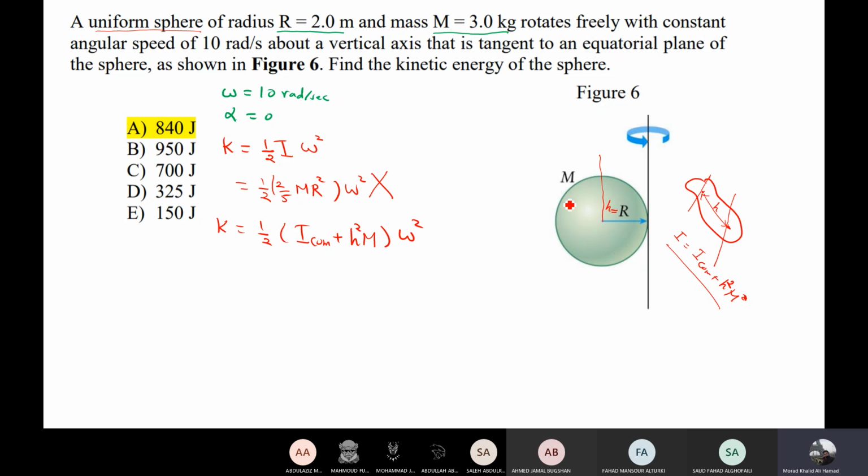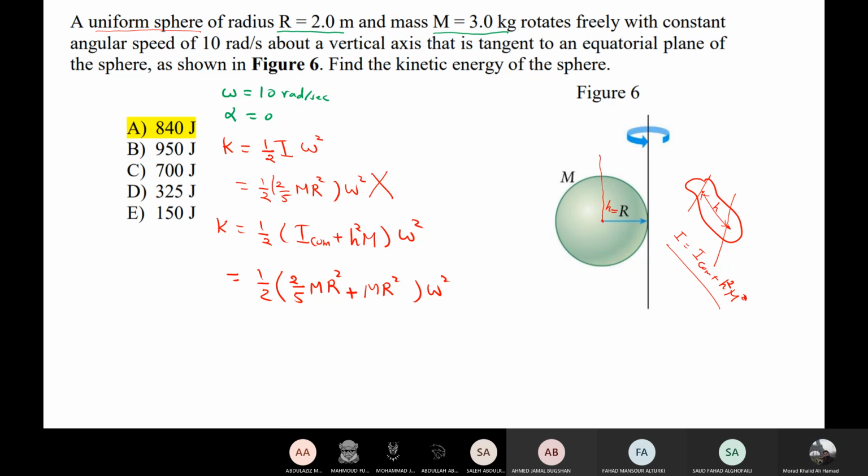Now what is the I center of mass for a uniform sphere? It's like this: instead of 1/2, for the center of mass we use 2/5 m r squared. This is what we know. Plus here, what is the h? H is the distance between the rotational axis and the center of mass. This is h here, which is r squared multiplied by m, so it is r squared omega squared.